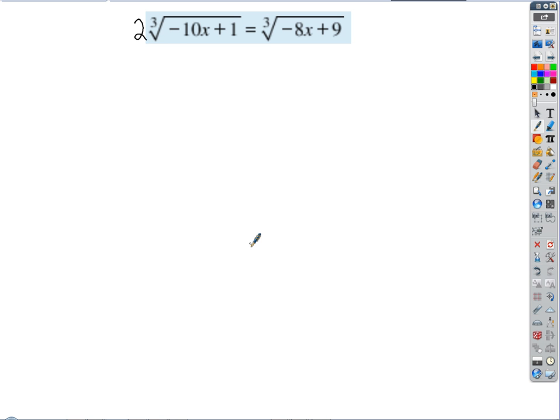But in this case, it's still going to be okay, because if I cube both sides, watch what happens. If I cube the right side, that's pretty simple. What do we get on the right side? Negative 8x plus 9. Good, just like we did before.